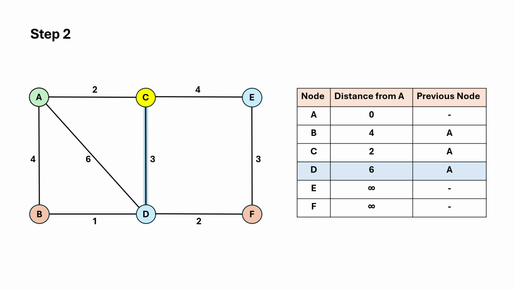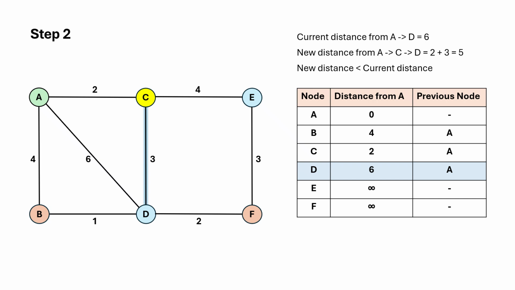Let's start from D. We are trying to see if the total distance from A to D via C is less than the distance in the table. Current distance to D in the table is 6. The new distance from A to D via C is distance to C, that is 2, plus distance to D, that's 3. So 2 plus 3 is 5. In this case, since the new distance is less than the current distance, we should replace the current distance in the table. So we will replace the distance value with 5 and the previous node with C.